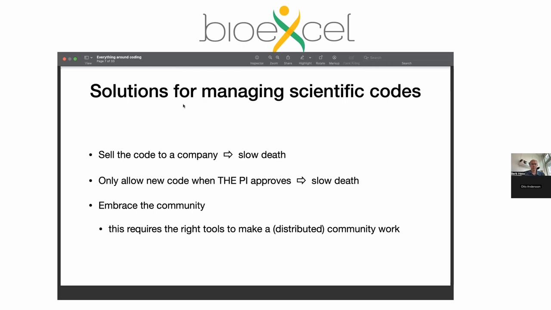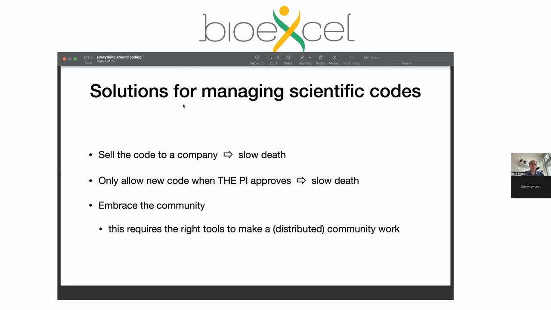Then there are codes, fewer and fewer of those now, but there were many over the last decades, that have one PI that approves the code. This is also slow death, because this PI doesn't have a lot of time and might be old-fashioned in what he or she wants in the code. So this generally doesn't lead to a sprawling code development.